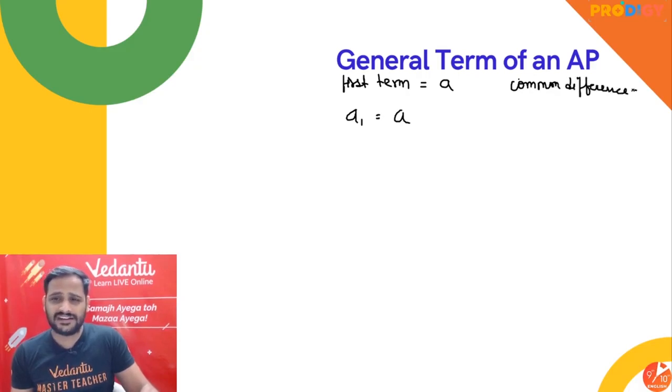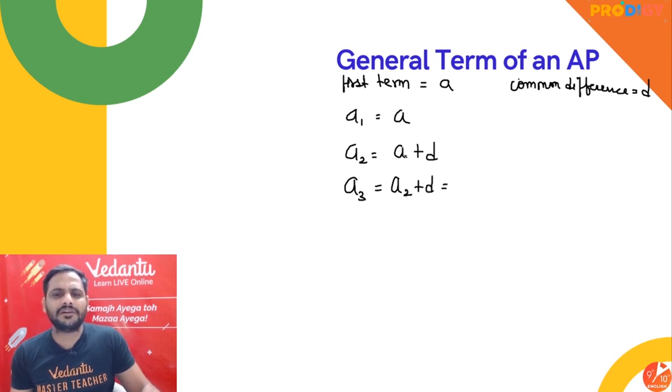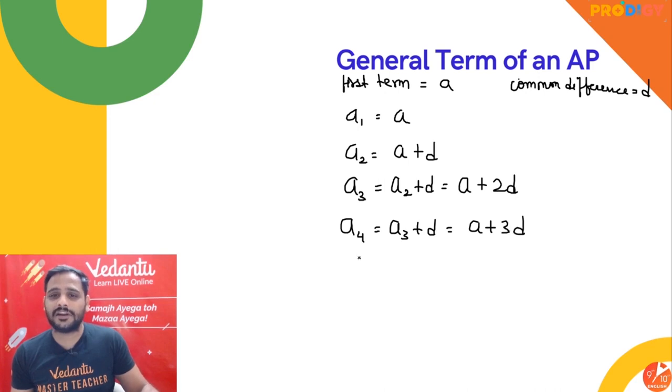So first term is A. Second term, in the first term, add D, obviously. Third term will be in second term, add D. Second term is A plus D. In that, add one more D, it will become A plus 2D. Fourth term will be in the third term, add D. Third term is A plus 2D. In that, if I add one more D, it will become A plus 3D. Fifth term similarly will become A plus 4D and so on.